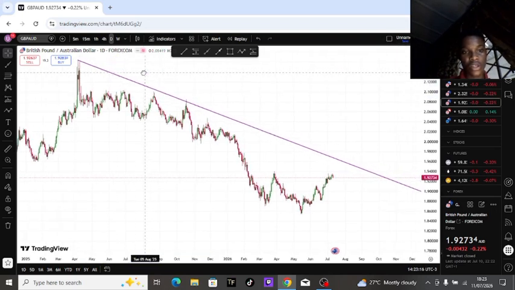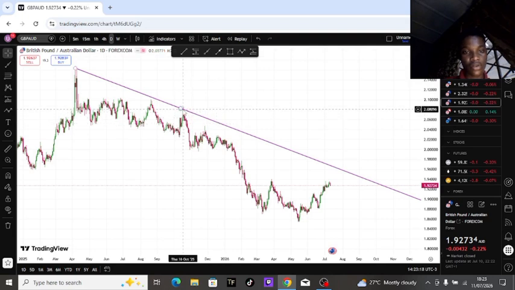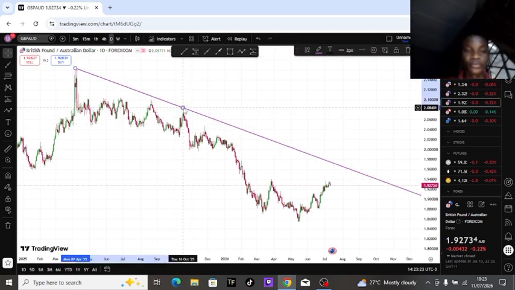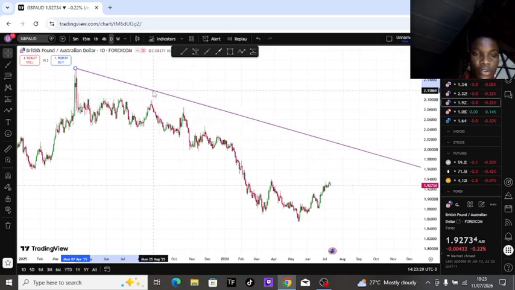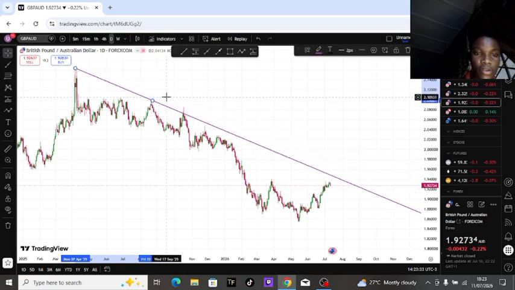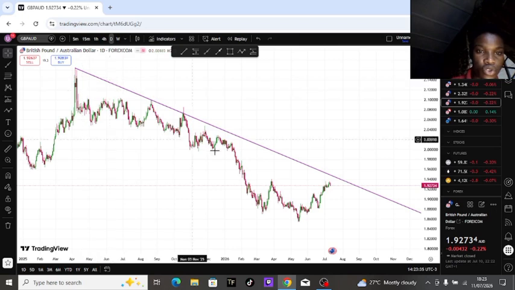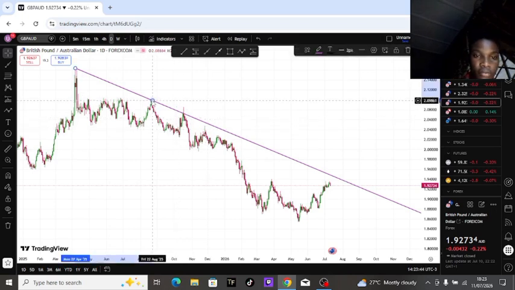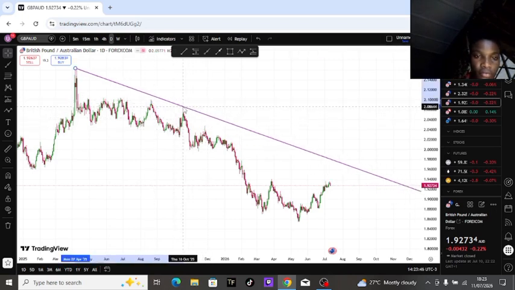Adjust it. Okay. Get more closer. One touch point, two touch points, three touch points. No, I'm not going to put it right there. Put it right here.